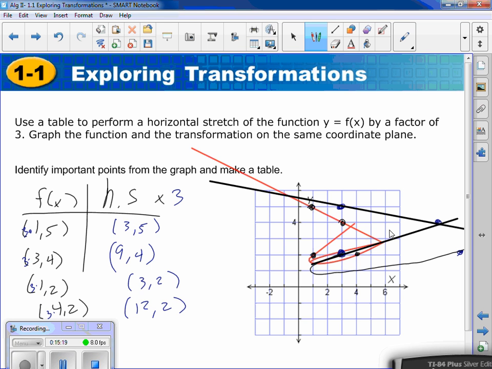Yes, the graph doesn't look the neatest. I'm more worried about these points.